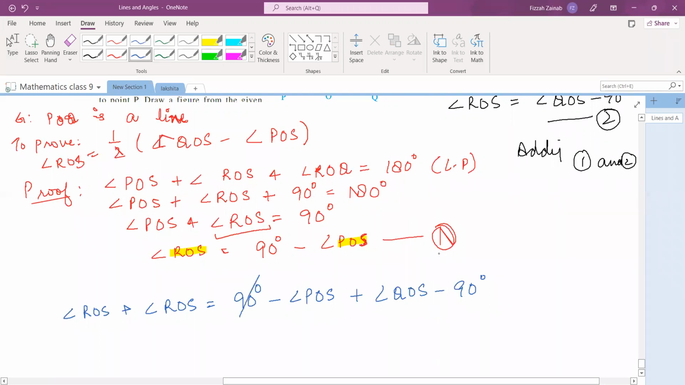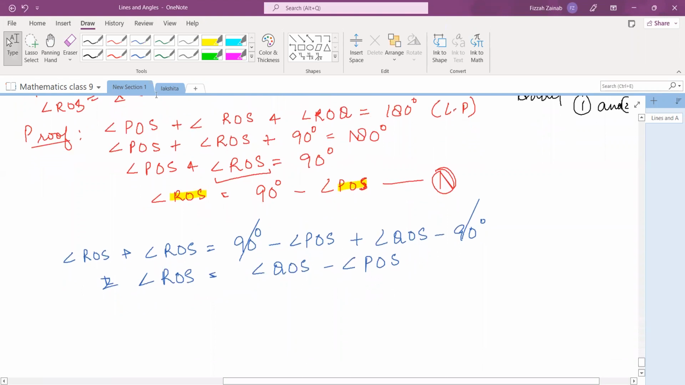Now this 90 degree cancels out. Now twice of angle ROS is equal to, so I can write the positive one first. So I'm writing QOS and then the negative one, no problem here. Now this 2 will come in the denominator, right? So angle ROS will be half of angle QOS minus angle POS. And this you were supposed to prove.